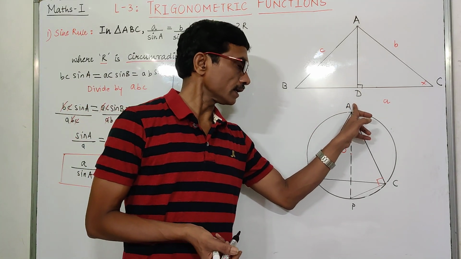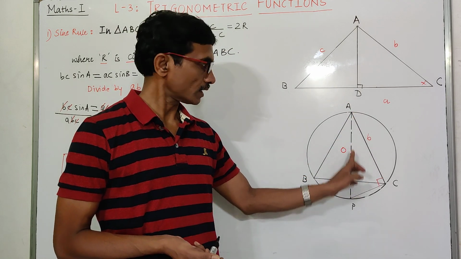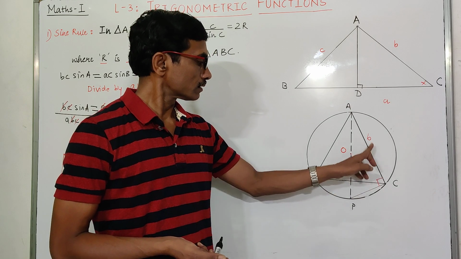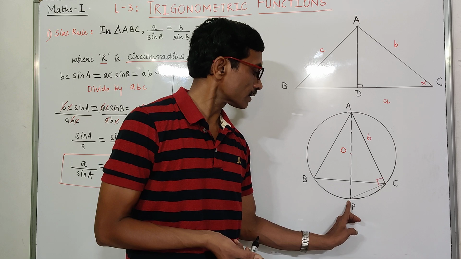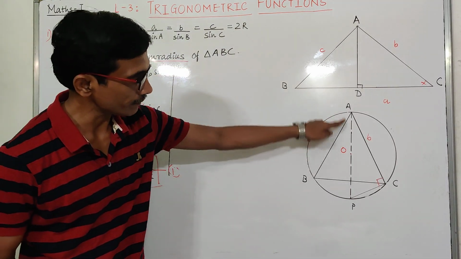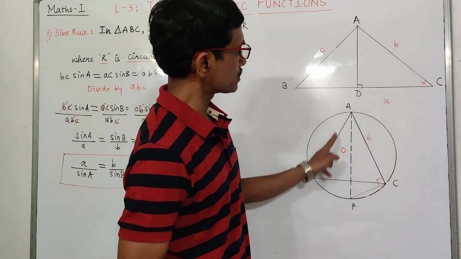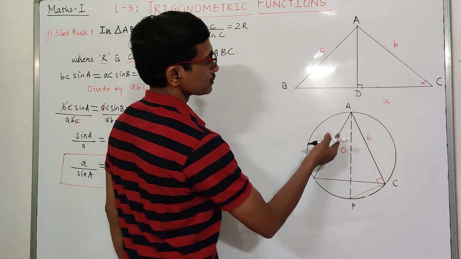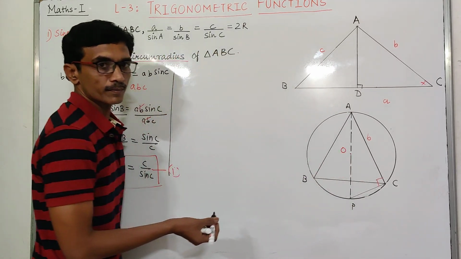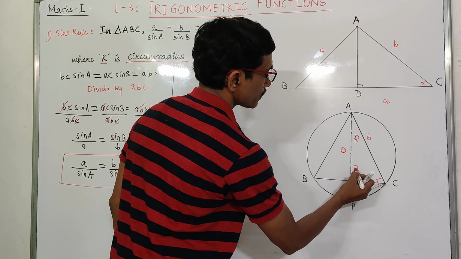Through angle A we draw a diameter. If this diameter meets the circle at P, then AP will become the diameter of the circle. Consider this circle, and let R be the circumradius of this circle.